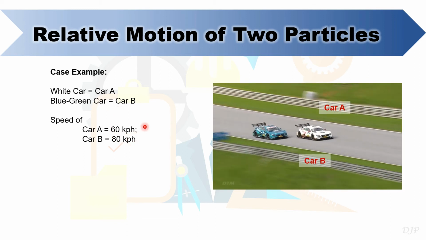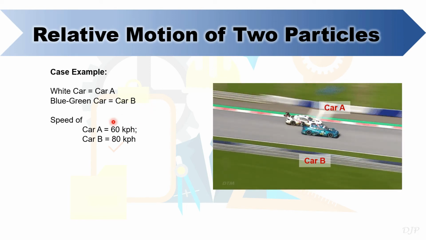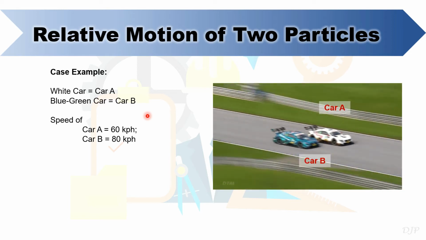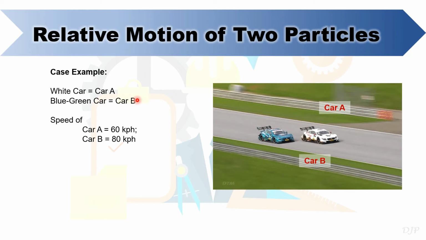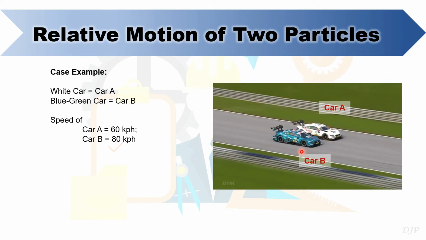These two values of speed are based on absolute or fixed reference, and therefore they are considered as absolute speeds. This means that for any static observer, these values of speed are what they can measure from these racing cars.